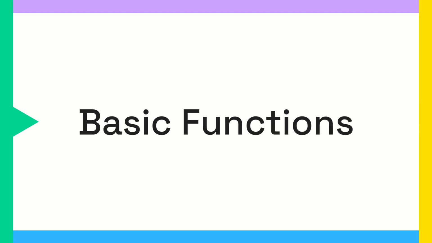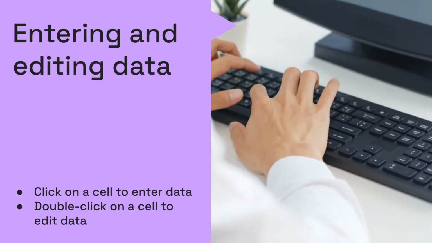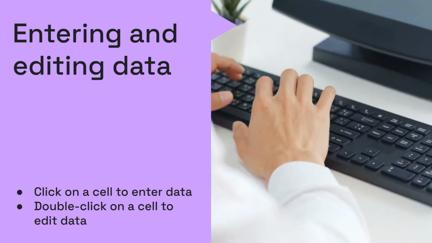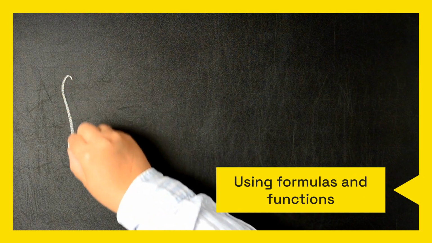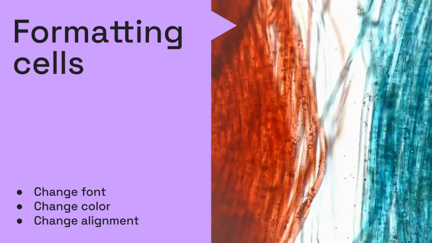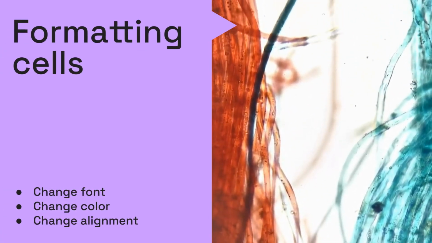Google Sheets has a variety of basic functions that you can use to perform calculations and manipulate data. To enter data into a cell, simply click on the cell and start typing. To edit data, double-click on the cell and then make your changes. You can use formulas and functions to perform calculations and manipulate data in Google Sheets. You can format cells to change their appearance, such as the font, color, and alignment.